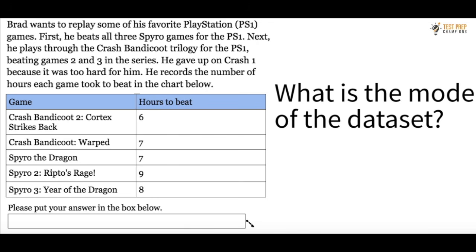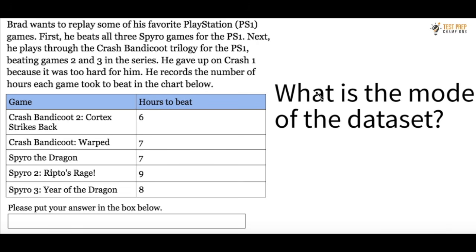It says, please put your answer in the box below, but obviously you can't physically write through the screen, so just imagine or write down on a sheet of paper maybe what answer you would put in the box if you could. So now's your chance to pause the video, try to figure this out, and whenever you're ready, we'll go over the answer.